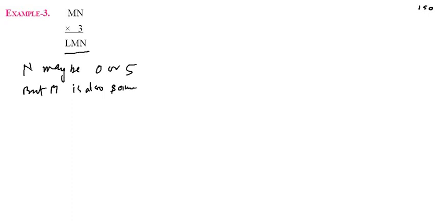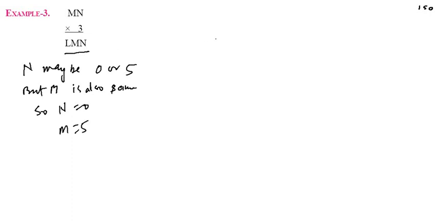Example 3. So in this case you can see here is M into 3, that is the N. So both unit place have the same digits. So that means the value of N may be 0 or 5. But the tenth digit, that is the M, both are the same, M is also same. So N is equal to 0 and M is equal to 5.